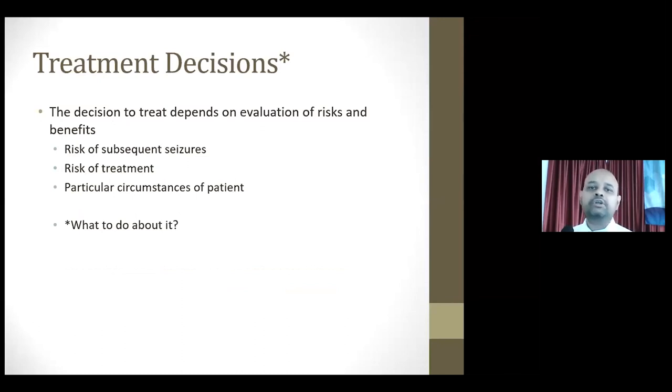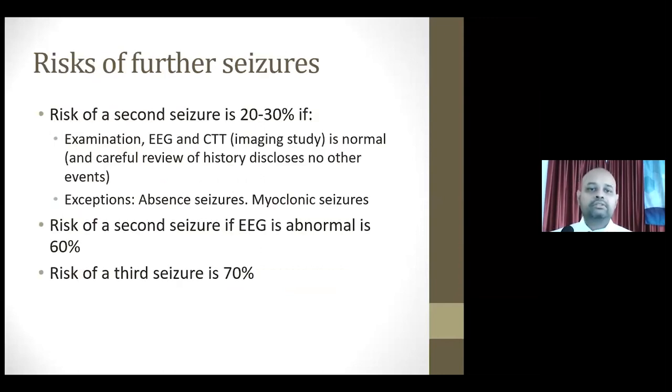So the decision to treat or not to treat: you need to balance the risk of recurrence versus the risk of having adverse events with your treatment. Okay. The risk of recurrence after a single seizure is approximately 20 to 30% over the next 10 years. Risk of recurrence after a second seizure is more than 60%. After a third seizure, 70%. So as the seizures keep accumulating, the chance of recurrence gets higher and higher.